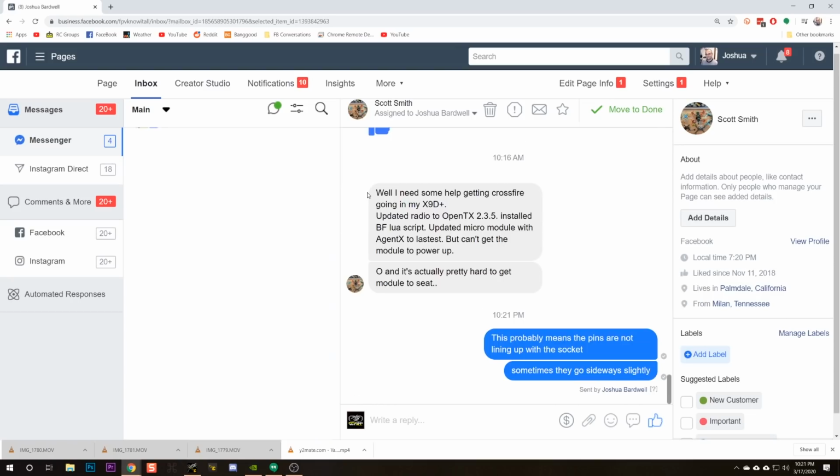Here's Scott Smith, who is having trouble getting Crossfire working with his X9D Plus. He can't get the module to power up, and it's pretty hard to get the module to seat. This probably means the pins are not lining up with the socket. Sometimes the socket on the module doesn't quite line up with the pins on the radio. They go sideways just a little bit. It's hard to tell that this is happening because you can't see in there. But sometimes if you just wiggle the module a little bit, you can feel the pins seat and the module will power up.